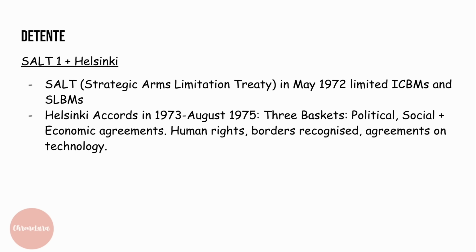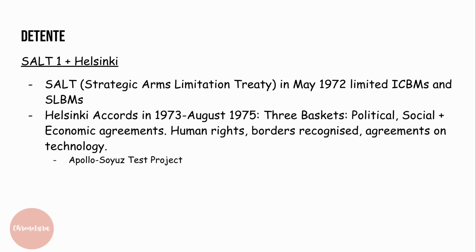Now, they also have something called the Helsinki Accords, which were in the process of being signed from 1973 and then ended up being signed in August 1975. There were 3 baskets: a political, social, and economic basket. Now, there was one about human rights, one about borders in Europe being recognized, and one on agreements of technology. The technology one led to the Apollo-Soyuz test project.